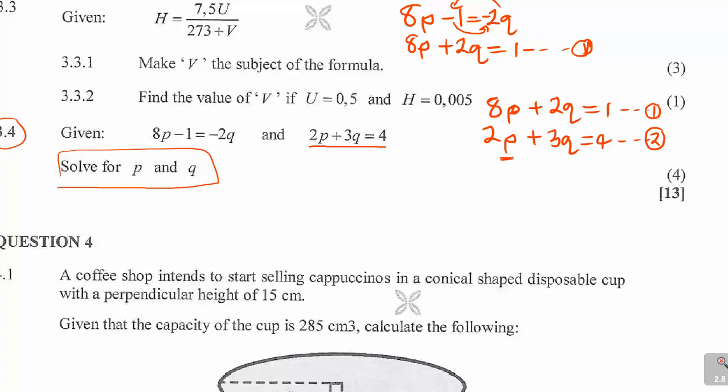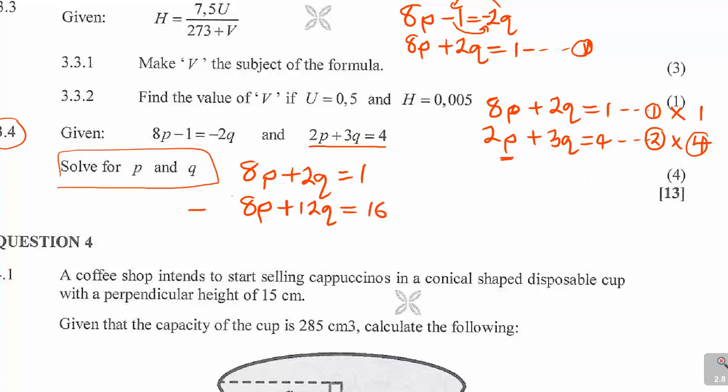If I want to focus on p, to eliminate p, I can multiply this equation by 1 and multiply this equation by 4, since 2 into 4 is 8. So if I multiply the first equation by 1, it remains as is, 8p plus 2q is equal to 1. Get that? Now multiply each and every item by 4. Now 2 times 4, it's 8p. See what I'm doing there? 4 times 3, it's 12q. 4 times 4 is equal to 16.